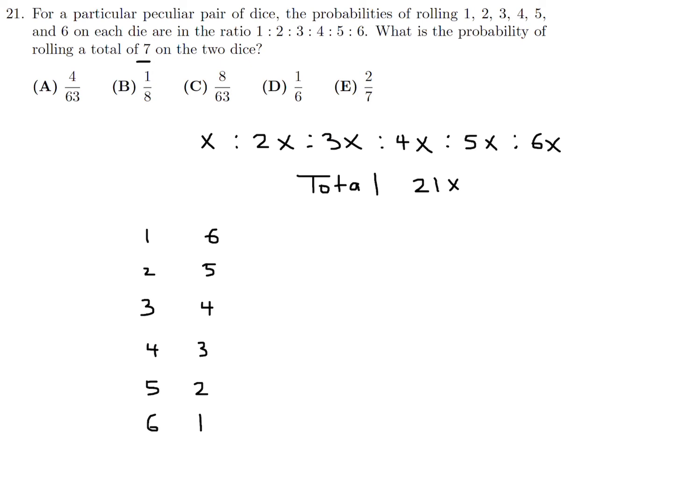What's the probability of getting a 1? Well, it's 1 out of 21. Remember, earlier I said we have to take the numbers and divide them by the total to get the probability. What's the probability of getting a 6? It's 6x divided by 21x, so that's 6 over 21. All right, so that is the first one.